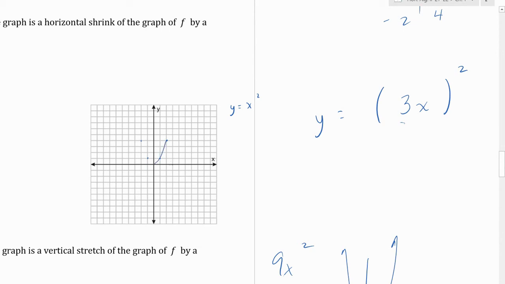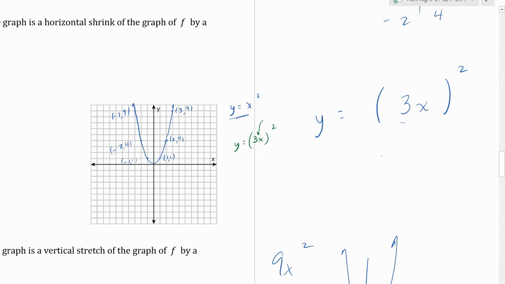So 3 squared is 9. 1, 2, 3, 4, 5, 6, 7, 8, 9. Okay. So I've got 1, 1, 2, 4, 3, 9, negative 3, 9. Remember, this is just y equals x squared. Negative 2, 4, negative 1, 1. Okay. So what I'm wanting to do, like we said, I'm going to triple the x before I square it.